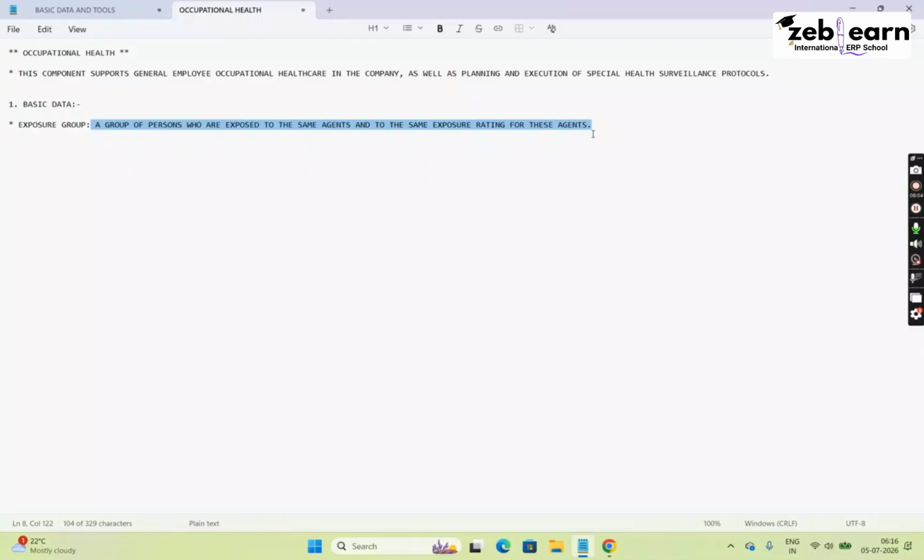At the same level. By the way, here exposure rating means the same level. For example, let's say there are four people working in a very noisy environment, in the DG room. They are DG technicians who are deployed at the DG room. Whenever there is a DG operating, there will be a lot of noise. And noise is nothing but an agent, it is a hazard. So noise is going to affect all those four people equally.